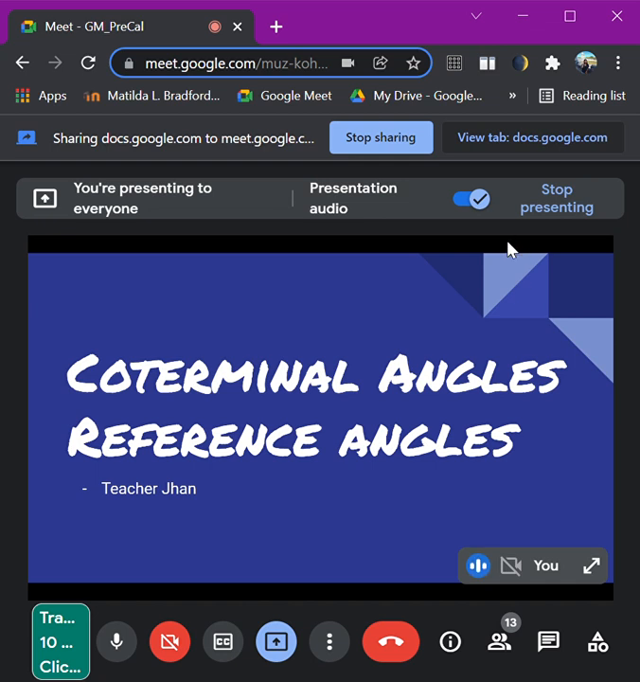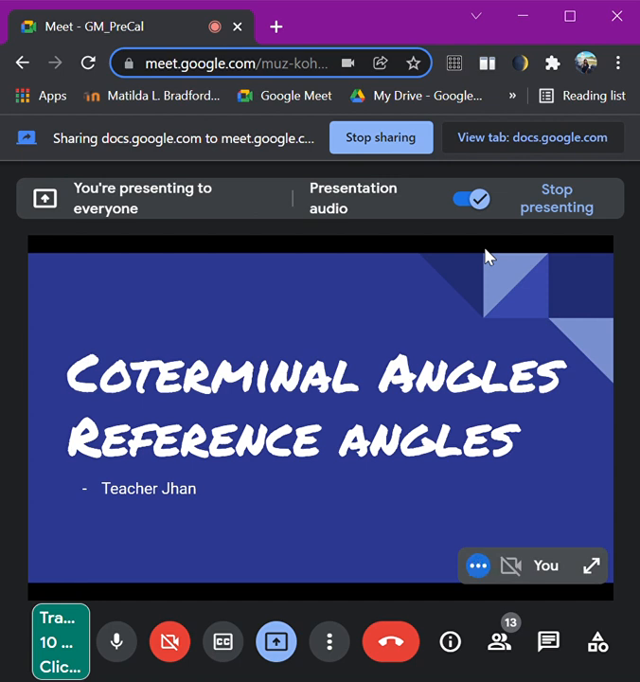Did you learn this in your circle when you were in grade 10? Or do you have any idea about coterminal and reference angles? None? Okay, I think none, no? Because it's confusing.